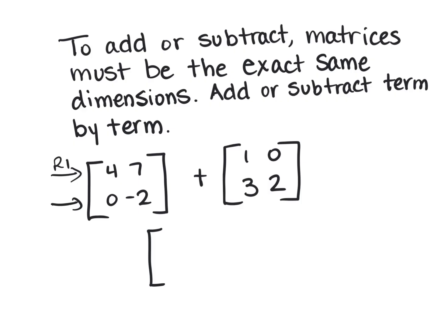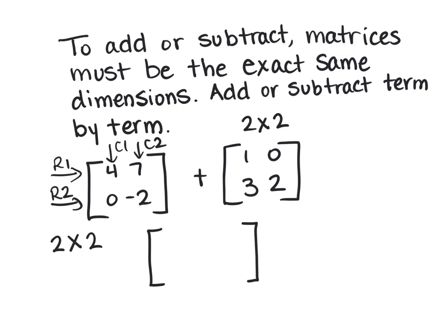So row 1, row 2. So rows 2, and then by column 1, column 2. So a 2 by 2. So this one likewise is the same dimension. So this one is a 2 by 2 also. So my answer will be a 2 by 2.